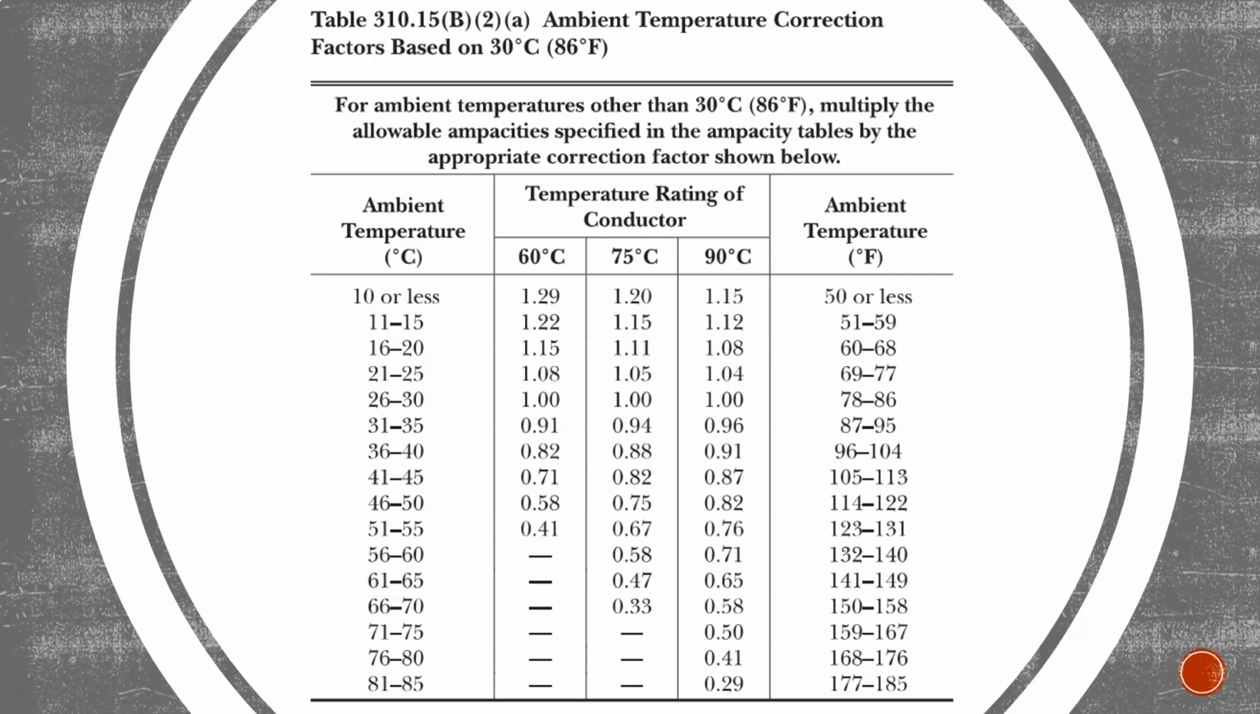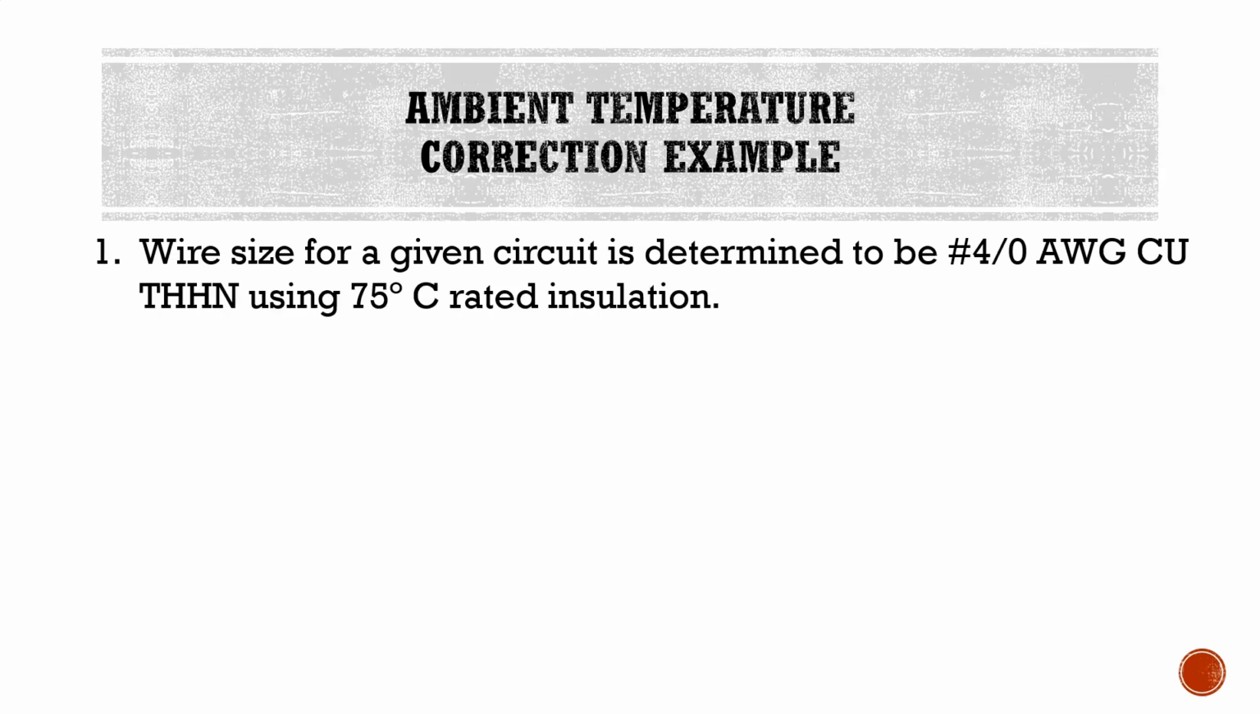So once again, to reference our number 10 copper at 60 degrees Celsius, if we look at that same row, this 0.91, we're essentially saying we can only put 91% of that 30 amps of current on that number 10. And that's to compensate for the hotter ambient temperature. So let's look at an example of how we would walk through doing this calculation.